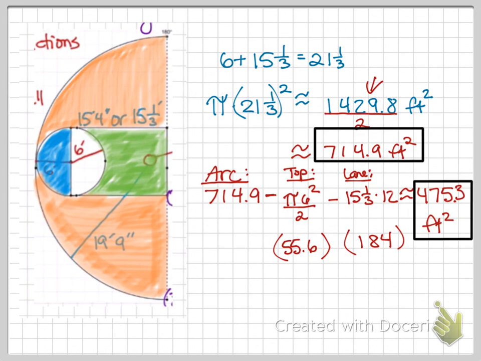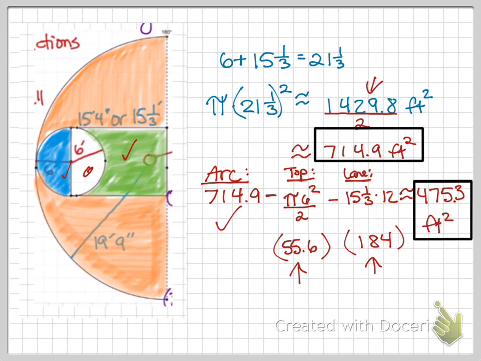But now we need to subtract out the green section as well as the blue section. We already have calculated what the blue section was. That was 55.6 square feet. We also calculated the area of the green section, which was 184. Now, I didn't subtract out this white part. I don't need to, because I'm only calculating what is orange. If that part were orange, it'd be different, but I don't have to worry about that.